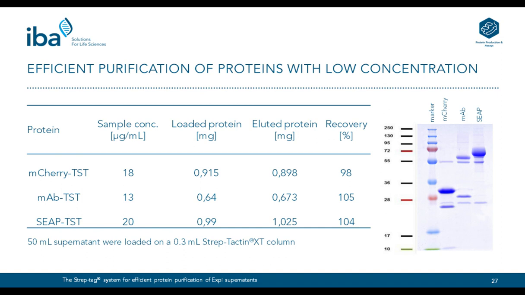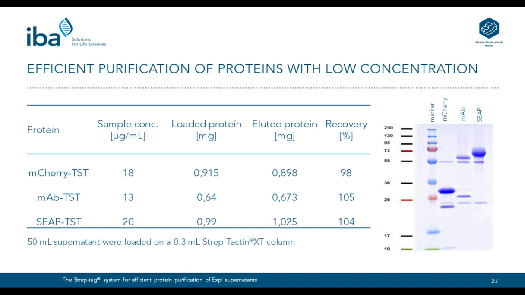Remember the purification of the His-tagged protein, where protein started to leak from the column after already 20 milliliters on a 1 milliliter column. So here we wanted to see what happens if we apply large volumes, if you use the Expi system for manufacturing of large-scale expressions with our system. Again, we measured the loaded amount of protein and the eluted amount of protein, and you can see that even for these very small concentrations, we were able to achieve around 100% recovery.